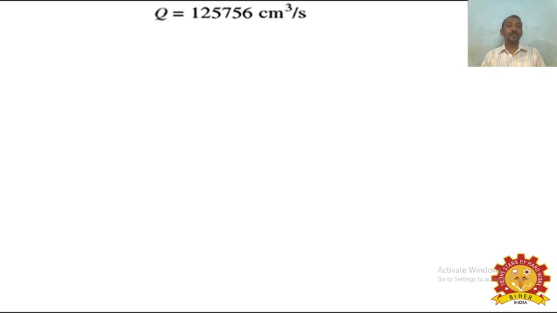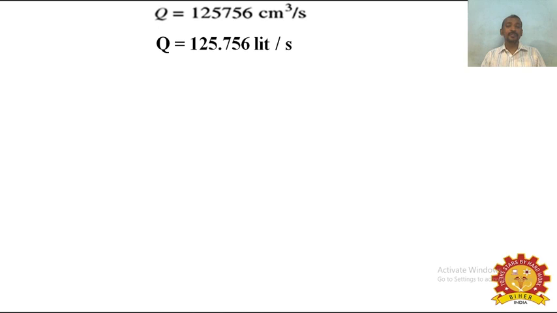125,756 centimeter cube per second. In that question we have to convert into liters. So at the time Q is equal to 125.756 liter per second. Already we know that 1 meter cube is equal to 1000 liter. Here it is given in centimeter, so 10 power 3 divided by 1000. That's why it will be written Q is equal to 125.756 liter per second.